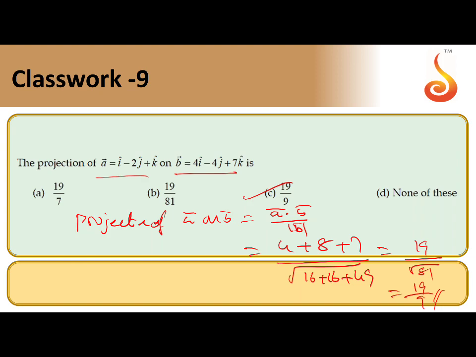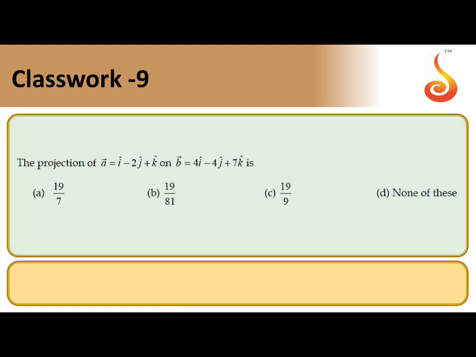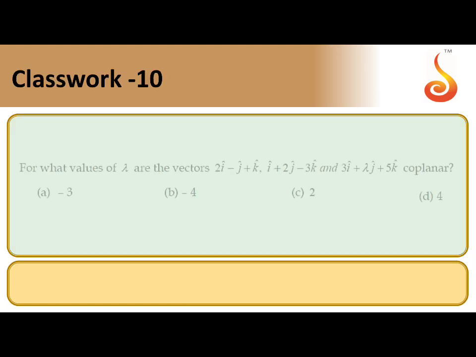Clear this one? The projection of A bar on B bar is A dot B by modulus B. And A dot B means 1 into 4, 4, minus 2 into minus 4, plus 8, 1 into 7, 7, by root over magnitude of B. 4 square 16 plus 16 plus 49, added this one, root 81. So answer is 19 by 9. Clear this one? Next, check the answer. C is the right answer.